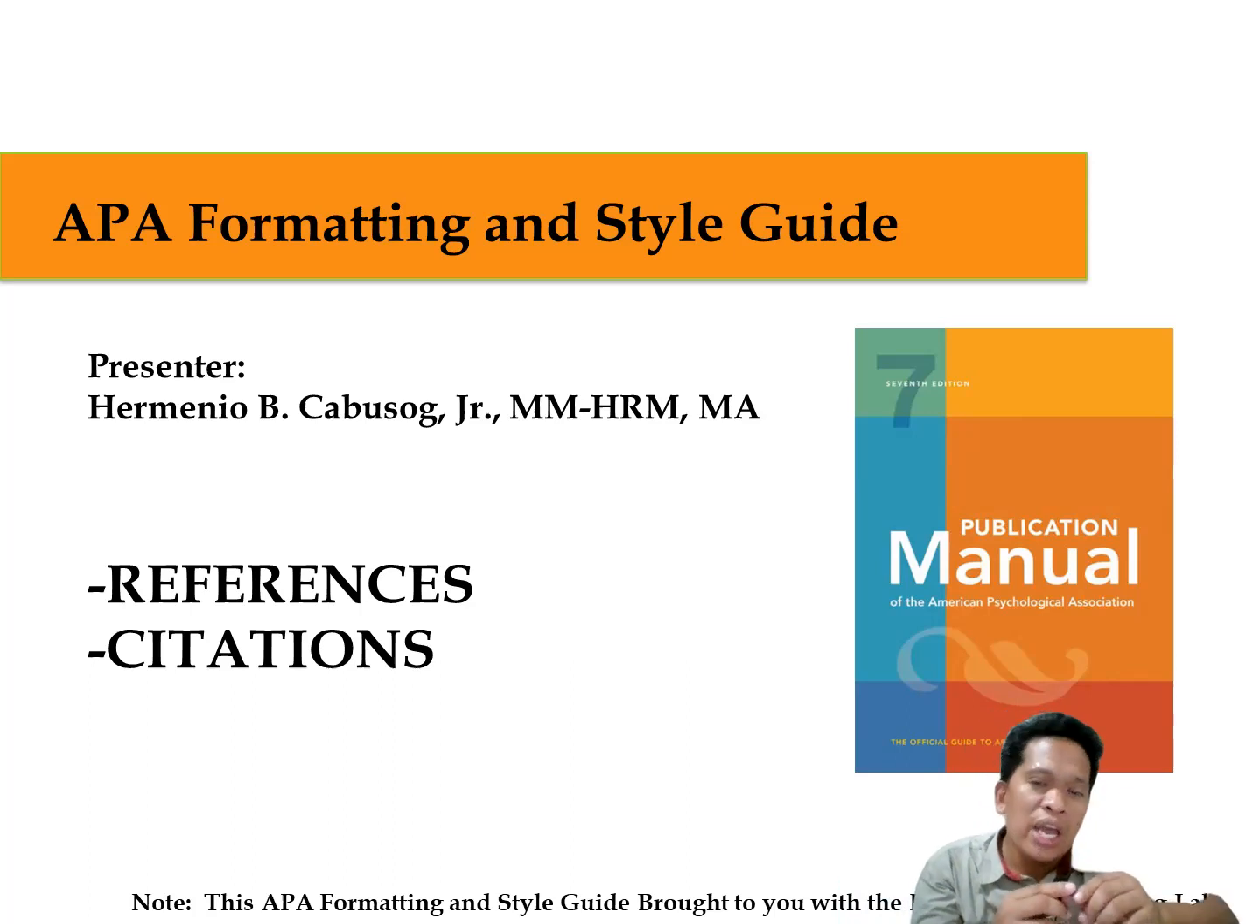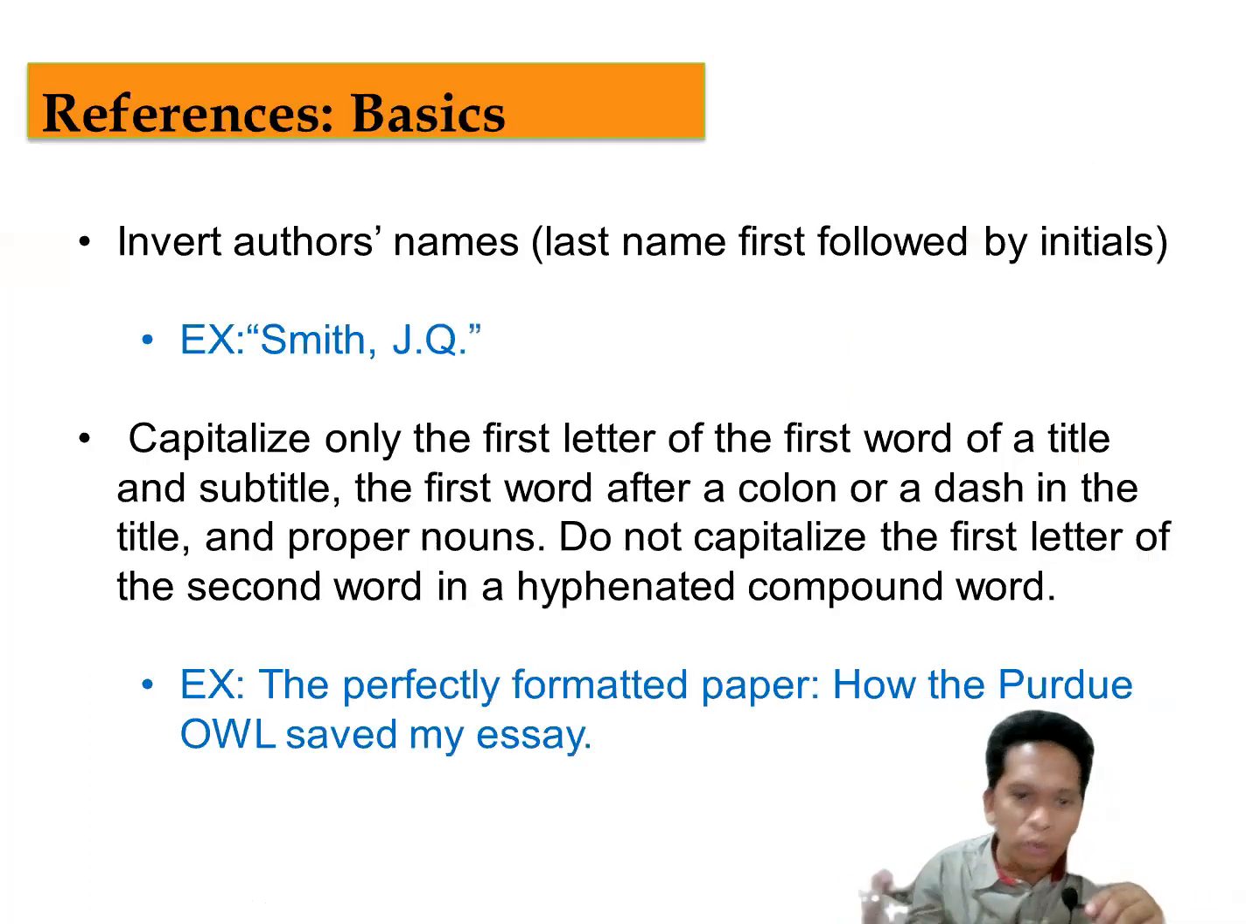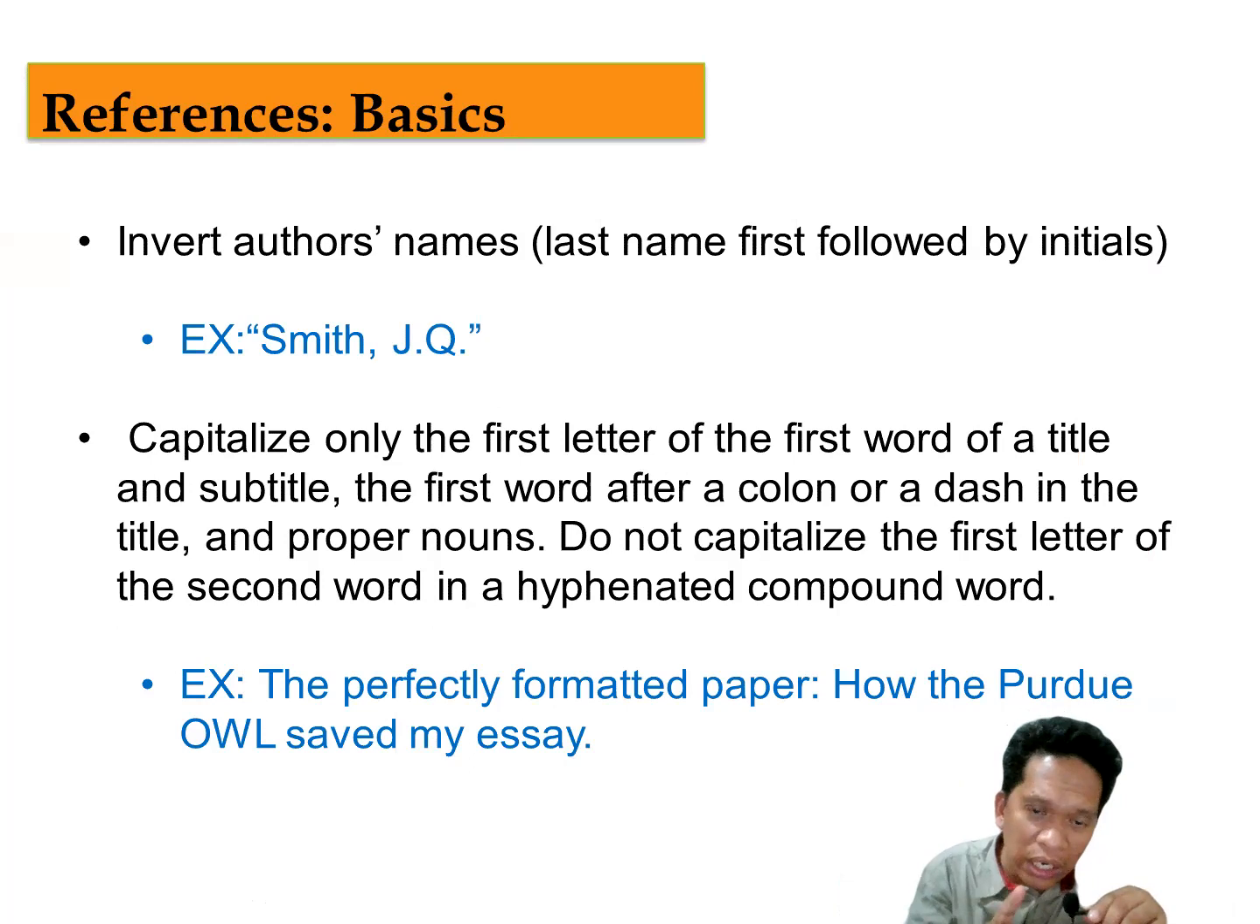So, references and citation. Shall we go? Now, these are reference basics. The first one is to invert authors' names: last name first, followed by initials. So this is on the referencing. When you write the author, put the last name first, then a comma, followed by the initials of the author, for example Smith, comma, J. Q. Now, capitalize only the first letter of the first word of the title and subtitle.